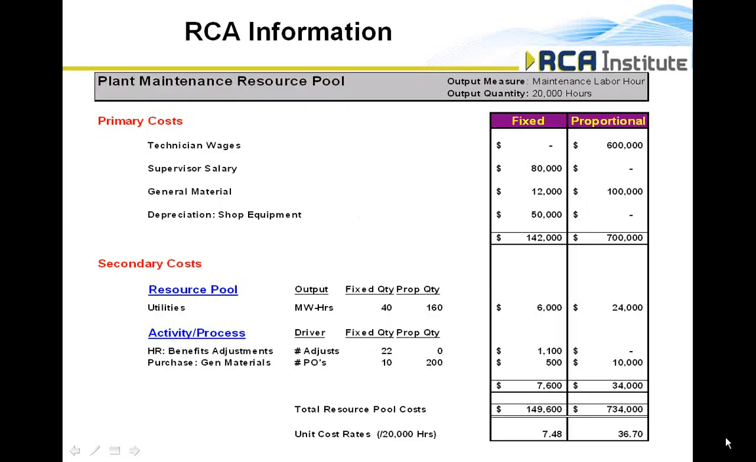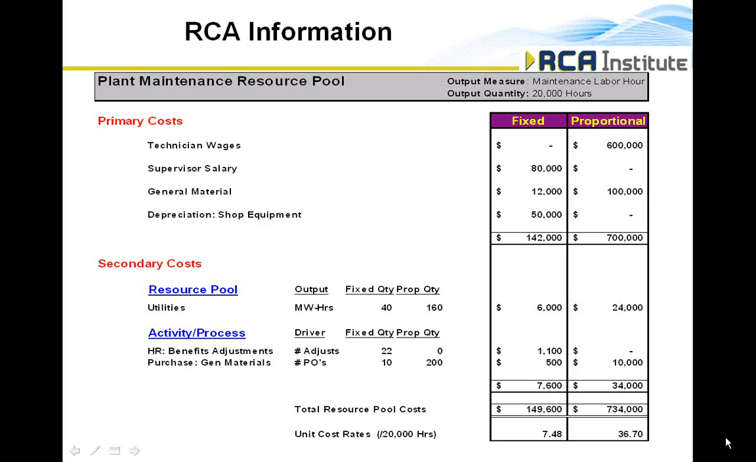This slide provides an overview of the type of data that is captured for an individual resource pool. In this case, a plant maintenance resource pool. Primary costs are the costs inherent in a work center. Secondary costs are support drawn or consumed by the plant maintenance pool from other resource pools. The primary costs include technician wages, which are proportional since their workload changes almost completely with the output of the resource pool. The supervisor's salary is fixed since it does not change anywhere near as significantly with the output of the resource pool.